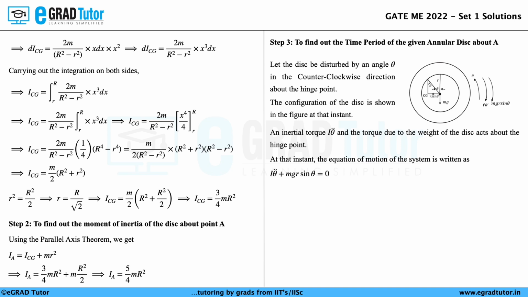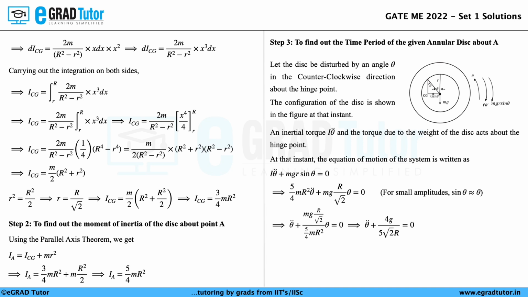It is to be noted that moment of inertia I in this equation of motion represents the moment of inertia of the disk about the hinge point A. That is, substituting I as 5 by 4 into m capital R square, theta double dot remains the same, plus mg into r, which is capital R by square root 2, and sine theta becomes theta for small amplitudes. Then, rearranging the terms in this equation of motion, we get theta double dot plus mg into capital R by square root 2 divided by 5 by 4 into m capital R square is equal to 0. Simplifying this, we get the equation of motion of the system as theta double dot plus 4g by 5 root 2 capital R times theta is equal to 0.